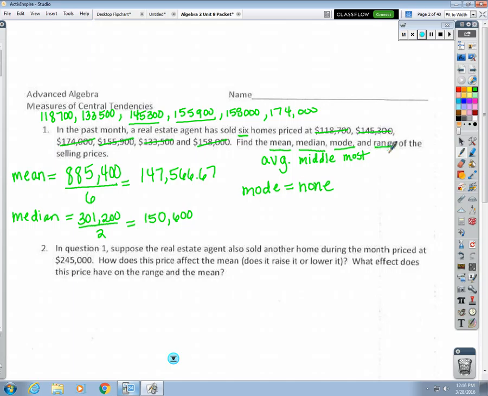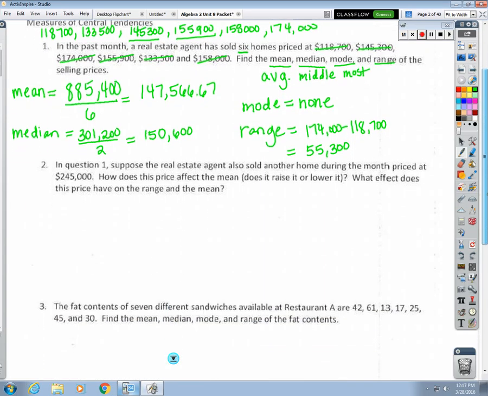Okay? All right, range. How do we find the range? You find the greatest number and the lowest number, and you subtract them. Which one goes first? The highest. So you do 174,000 minus 118,700, and so your range equals... Questions so far? No, but this is easy, because we're going to need it for future lessons. This is a review. This should not be anything new to anybody.